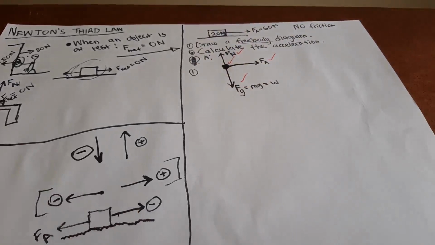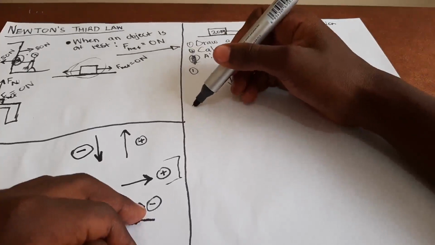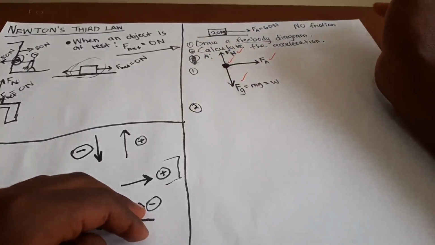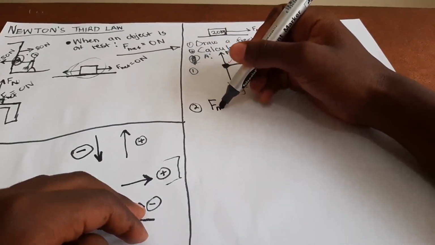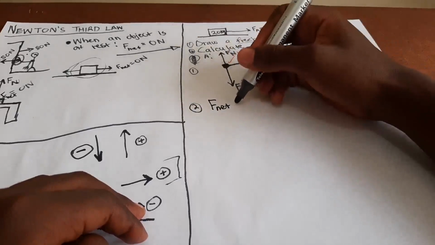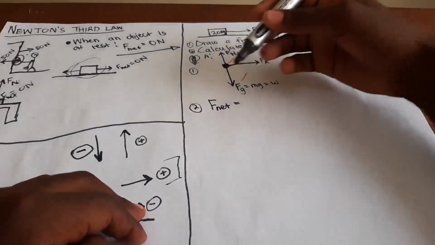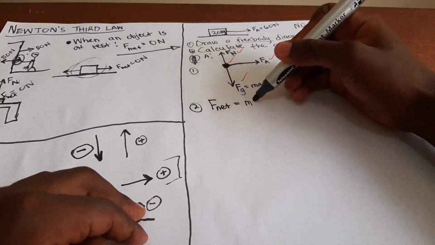Okay, moving to number 2, which says calculate the acceleration. Your calculators must now be ready. So you know that our formula is the net force, or F net, or F res, the resultant force or the net force, is equal to ma.